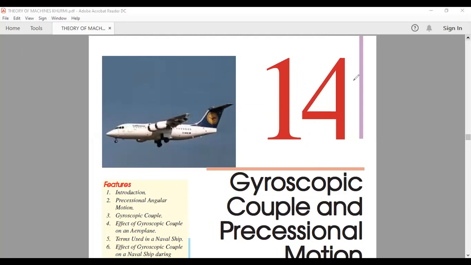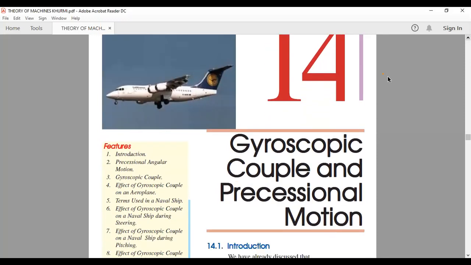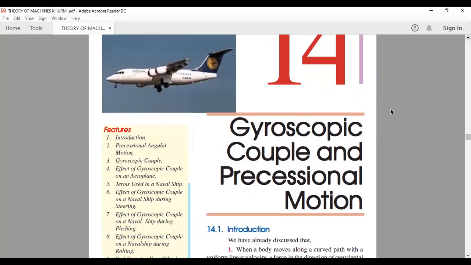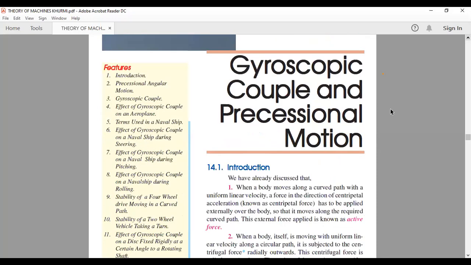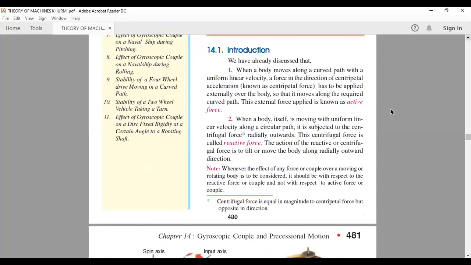Our unit is based on the gyroscopic couple and precessional motion. In this we have studied, first of all, active gyroscopic couple and reactive gyroscopic couple. To discuss the gyroscopic couple, we used to define the forces.